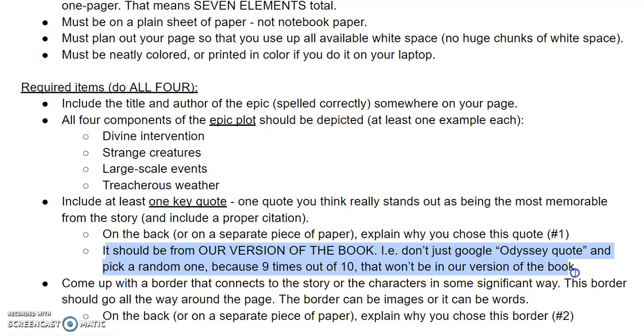That means you should not just Google Odyssey quote and pick one that sounds good, because that is 9 times out of 10 not from our translation of the book. So you need to pick one from your text. Yes, it will require you to do 2 minutes worth of thinking, but you need to pick one from our book. And then this is important, on the back of your page, on the back of a one-pager, or on a separate sheet of paper, you need to explain why you chose this quote and label it number 1. That way I know why you picked it.